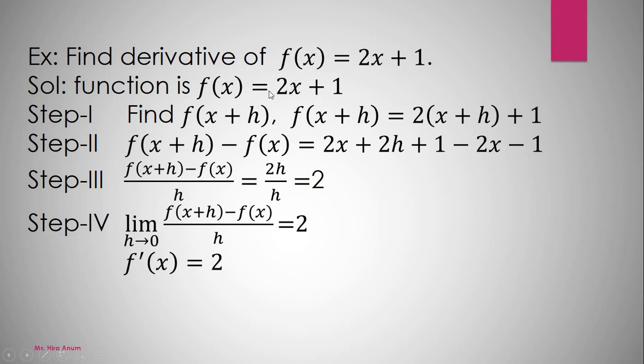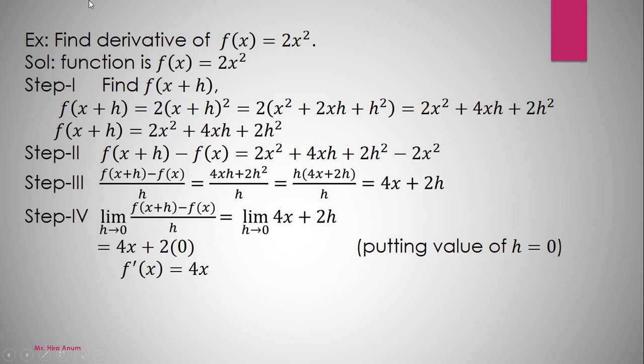multiplies with both numbers, then minus plus minus. So minus 2x minus 1. Plus 2x minus 2x will be cancelled, plus 1 and minus 1 will be cancelled. So it becomes f of x plus h minus f of x over h equals 2h over h. H will be cancelled, equals 2. Then we take limit h approaches 0. Then this becomes the definition of derivative equals 2. F prime of x equals 2.